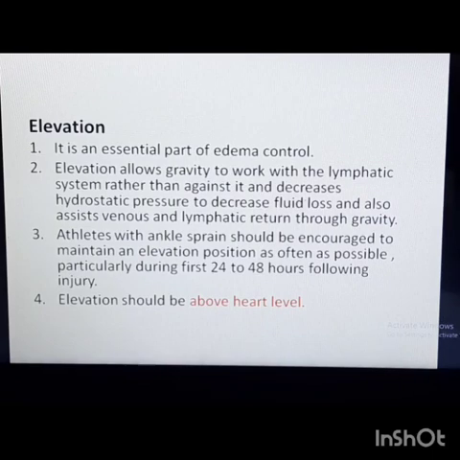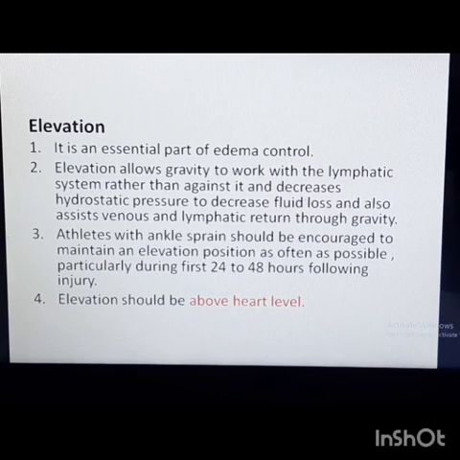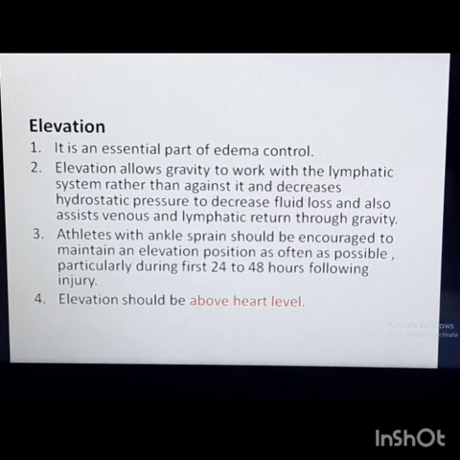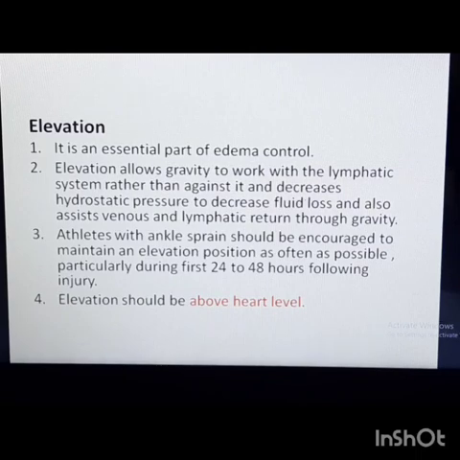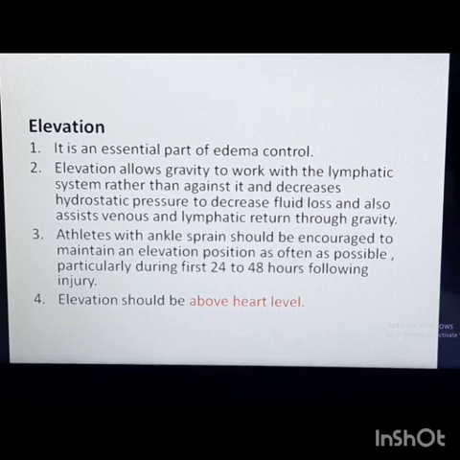So reducing swelling is very, very important. The faster the swelling goes, the better the recovery, or the less time an athlete will take to recover from an ankle injury. So first of all, what we emphasize is ankle swelling, and swelling is an indicator of the prognosis of the ankle sprain. So the priority should be given. Elevation should be above the heart level.